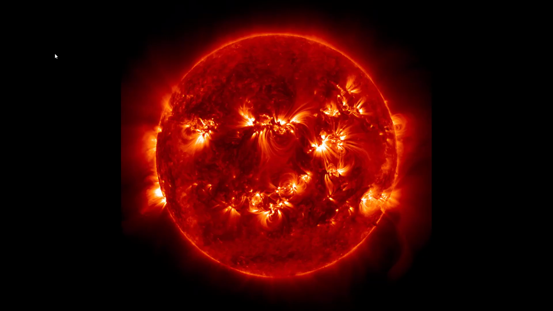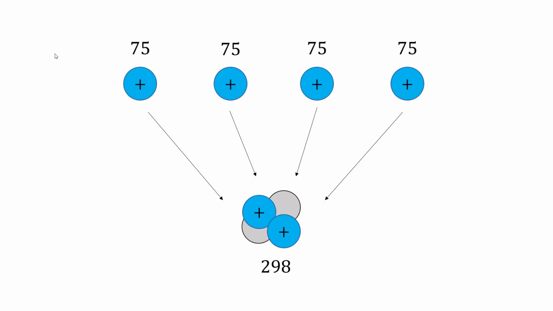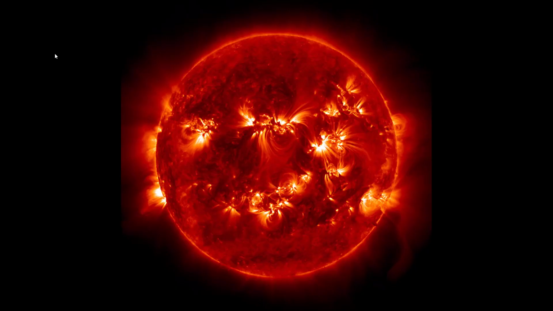Here's a real nice picture of our star, the sun, taken by the Solar Dynamics Observatory, which I think orbits the sun at the same distance planet Earth orbits the sun. Oops, getting ahead of myself.